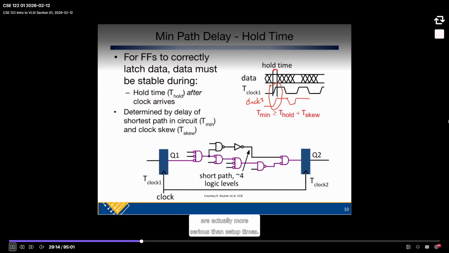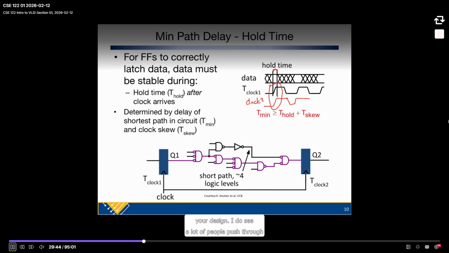So that's why hold times are actually more serious than setup times. They're also pretty much more prevalent as well. You have lots of flop-to-flop paths with minimal logic. If you look at a general design, there's just so many of them. What do you do to fix it then? Add delay, add buffers, make the wires longer. You could fix the skew. If you also fix the skew in your clock tree, that can also improve your design.